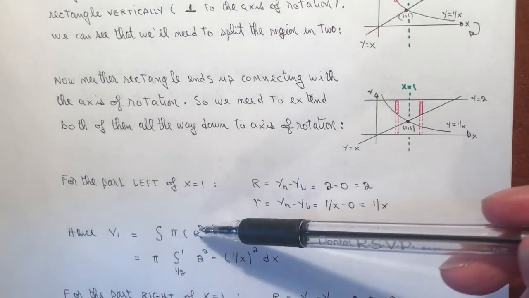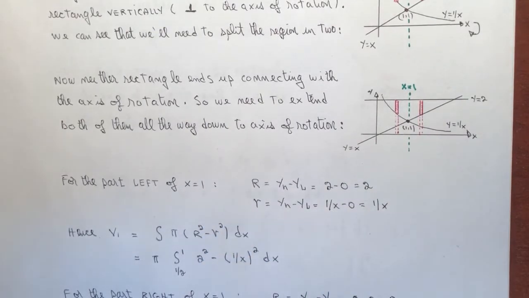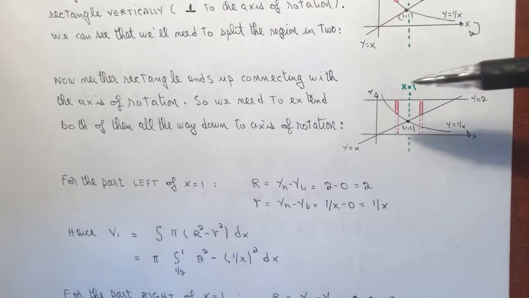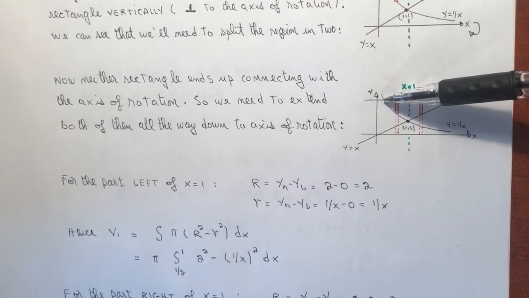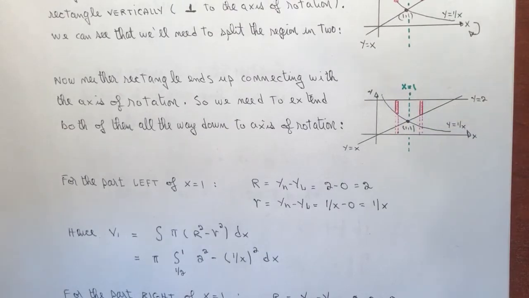Integral of pi times big R squared minus little r squared, that's our formula. And the integral goes from, well, the point here, if you remember, was 1/2, to 1. So these are the bounds of my integral. Big R squared is 2 squared, little r squared is (1 over x) squared. We'll come back to this in one moment.